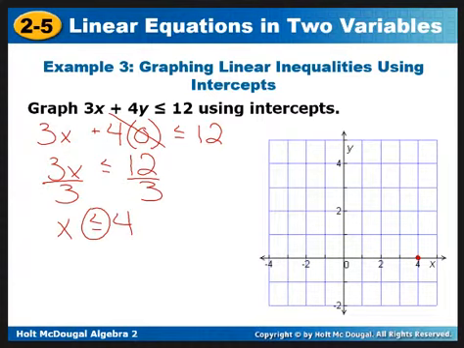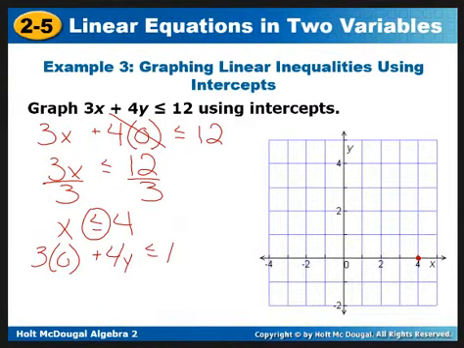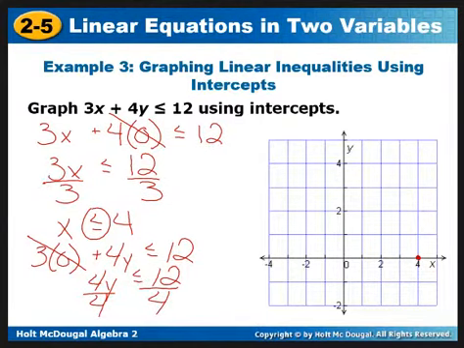So I'm going to go ahead and find the y-intercept now. I'm going to fill 0 in for x, so 4y is less than or equal to 12. Again, this cancels out. Divide by 4, and y is going to be less than or equal to 3 in this case. So I filled 0 in for x, I got 3 out. So the point 0, 3 would be right there.